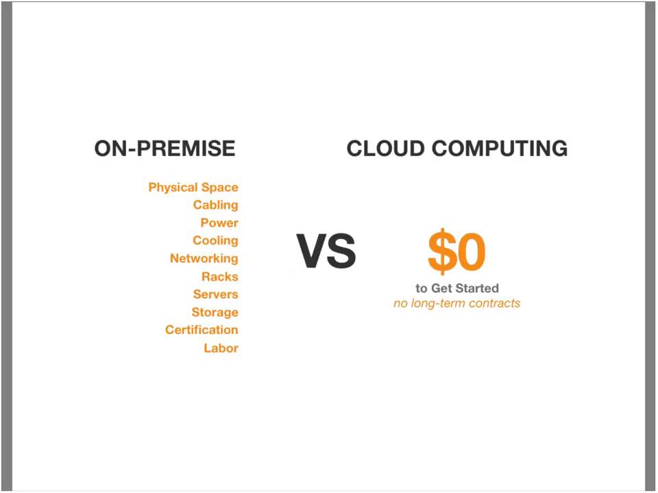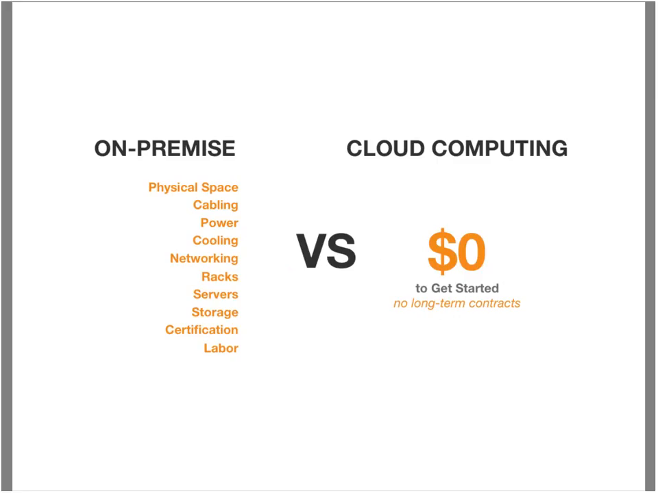So when you're in the on-premise universe, what you're looking at managing is physical space, cabling, power, cooling, networking, racks, server storage, certifications, labor costs. You're actually operating a fairly large facility, so a bunch of facility costs as well as real estate costs, et cetera, et cetera. But when you're in the cloud computing universe, you spend no dollars to get started. There's no long-term contract, there's no long-term commitment. Whereas if you're trying to build an on-premises data center, you're talking about a very expensive, potentially millions of dollars worth of capital costs. That's expensive, it slows things down, it makes things hard to get started.